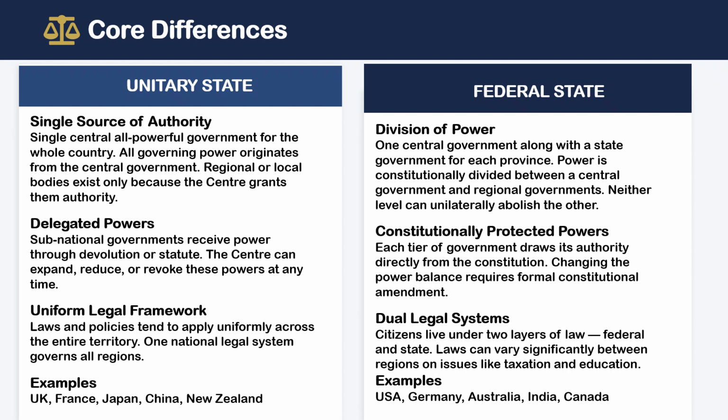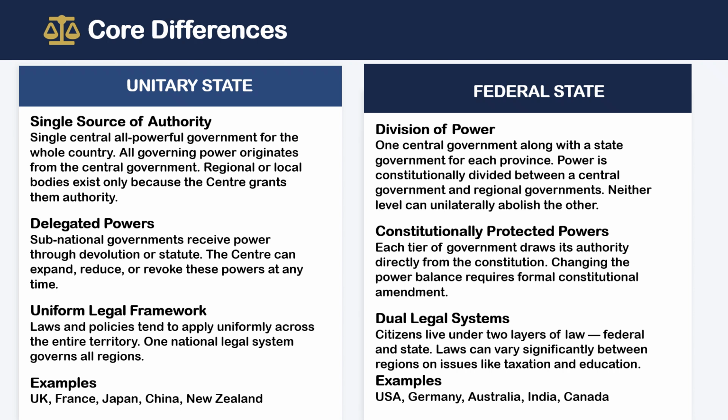Secondly, in a unitary state, the subnational governments receive power through the process of devolution or through statutes or laws that are made by the center. So the center can expand these powers, reduce these powers or revoke these powers at any point of time. On the other hand, in a federal state, the powers are constitutionally protected. Each tier of the government draws its authority directly from the constitution. Changing the power balance would require formal constitutional amendment.